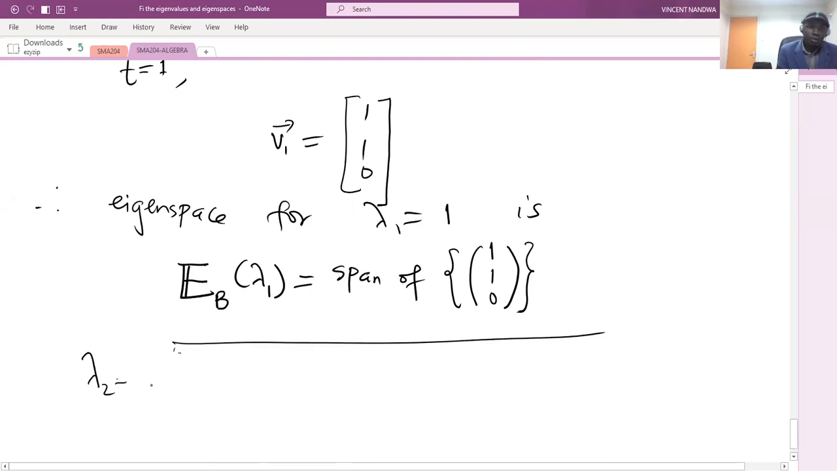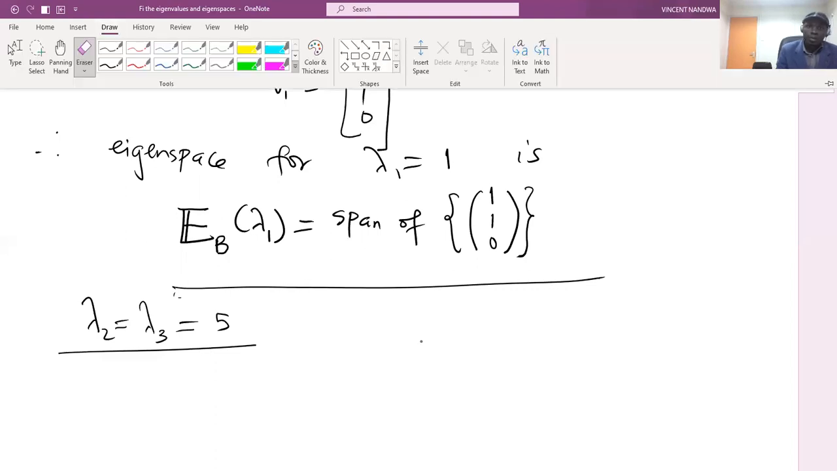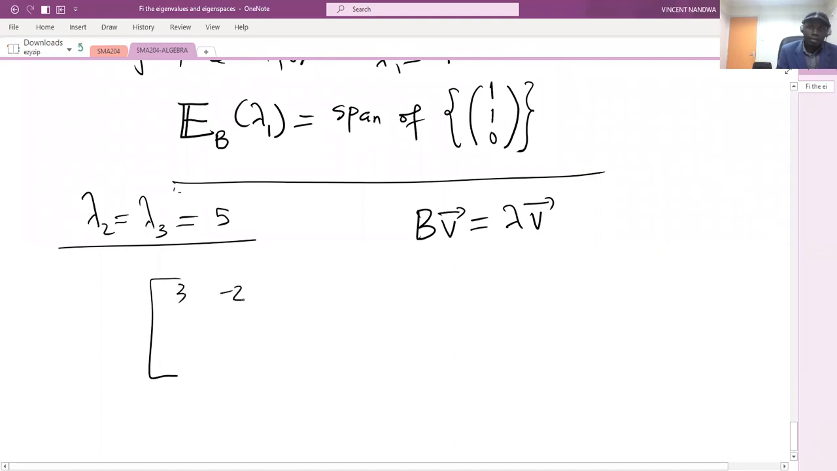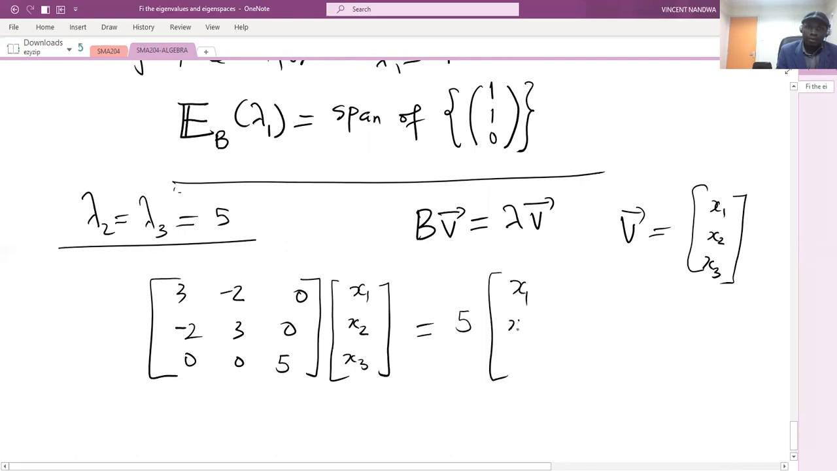Now, lambda 2 equals lambda 3 equals 5. So we still have, let this vector be called V2, BV equals lambda V. The matrix B is given by 3, minus 2, 0; minus 2, 3, 0; 0, 0, 5. And this is still of the form x1, x2, x3, equals 5 times x1, x2, x3.